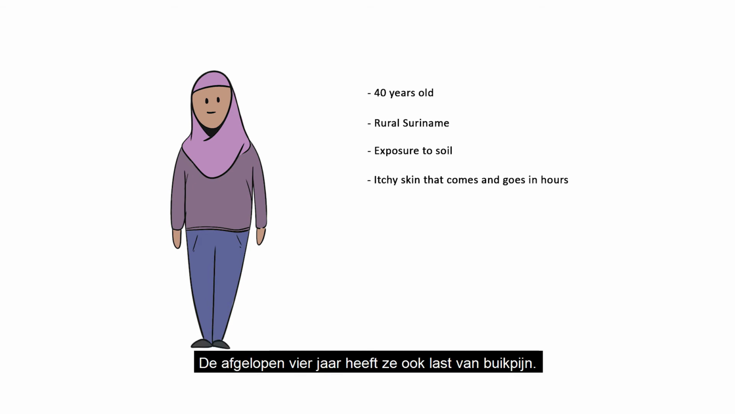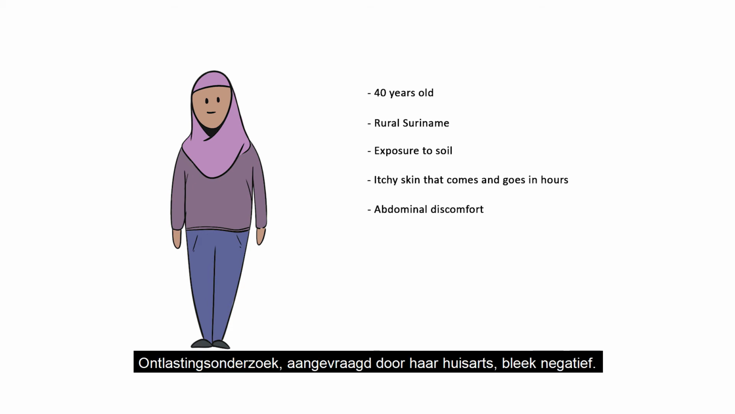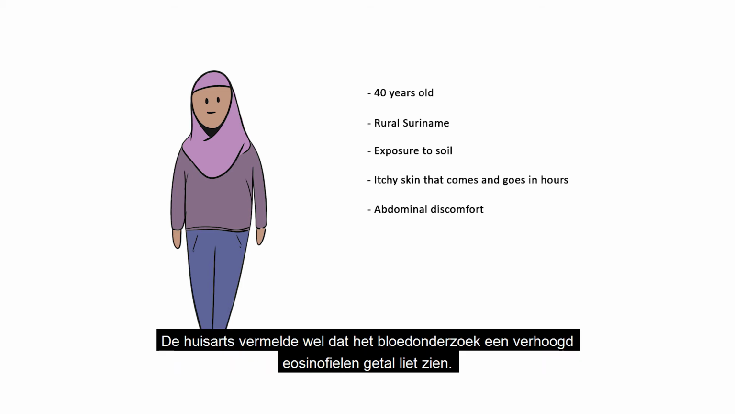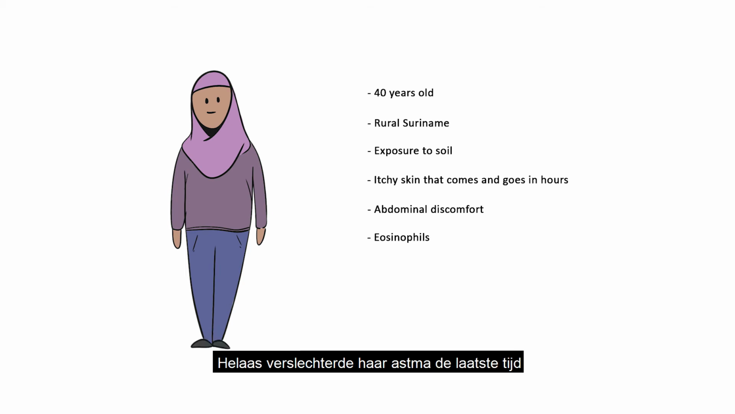During the last 4 years, she has experienced discomfort in her belly. Stool examination was ordered by her GP but turned out negative. He did mention that the number of eosinophils was slightly elevated in her blood tests. Unfortunately, her asthma has worsened recently, and she's taking prednisone 30 mg per day for 2 weeks now. Her abdominal complaints tend to increase and she has loose stools now. Today she has a fever.